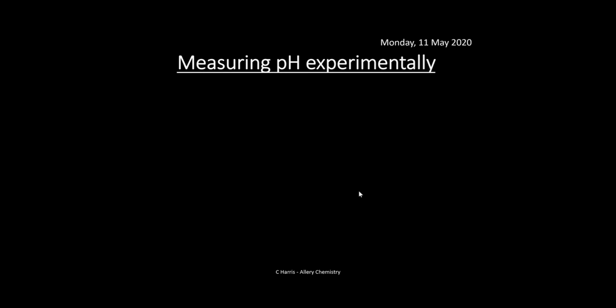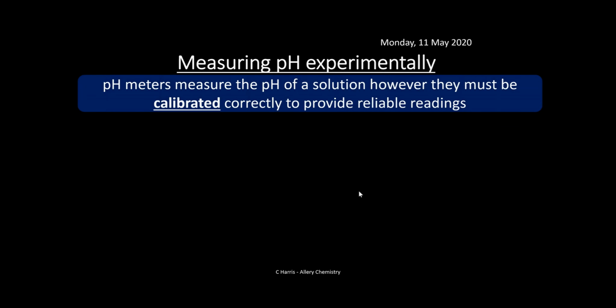Okay, so how do we measure pH experimentally? Obviously we know how to calculate it, but how do we actually get a chemical and then say, right, this has got a pH of this? It's very straightforward, actually. We use pH meters. Now, what we've got to make sure of with a pH meter, if you've used one at school or college, or wherever you have access to a lab, is that it may not be calibrated properly.